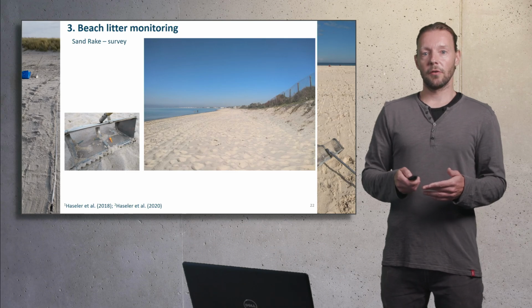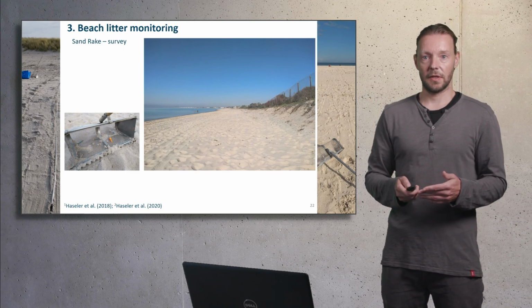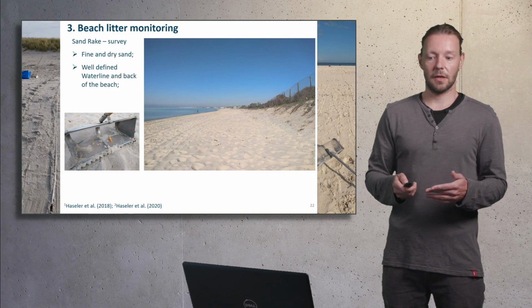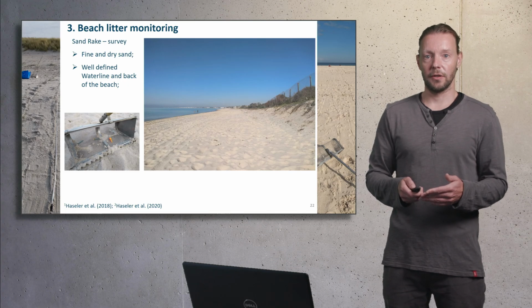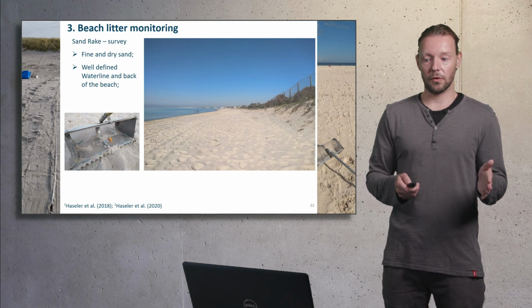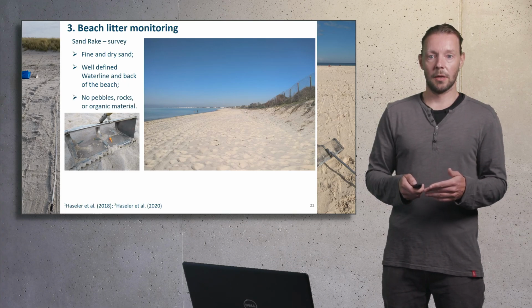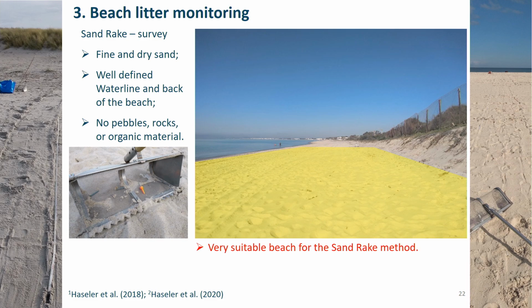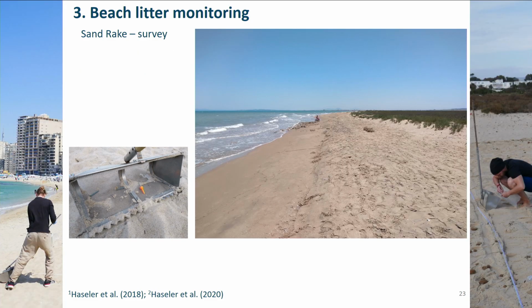So, what kind of beaches can you investigate with the sand rake method? The best is if you have very fine and dry sand, as you can see here on this picture. So, in this example, we can actually investigate the whole area between the waterline and the back of the beach, because there are no pebbles, rocks, or organic material. So you can see here, everything in yellow can be investigated. So this is a very suitable beach for the sand rake method.